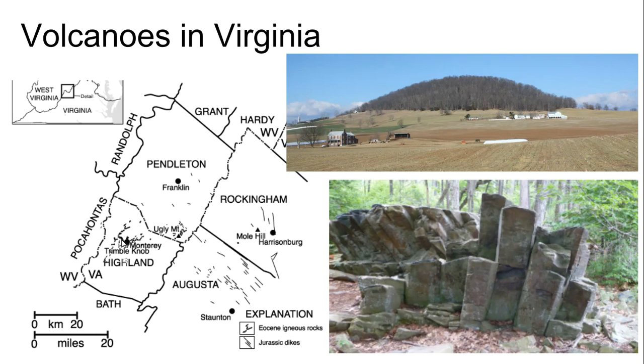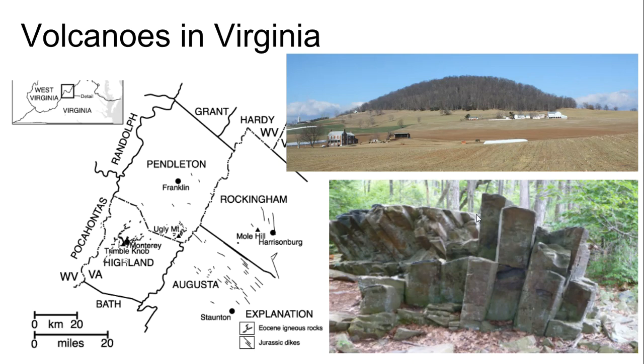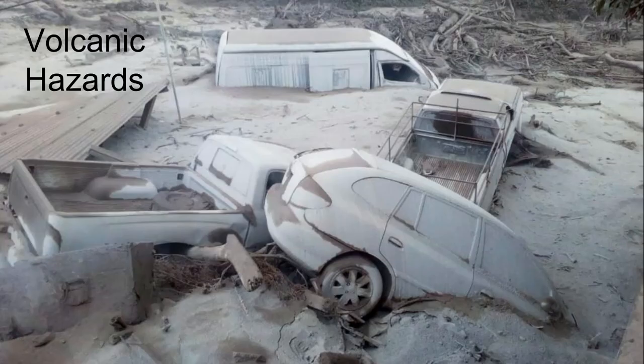There are some others, Trimble Knob and some others in Highland County, and then a few dike swarms in Franklin County and Augusta County. This is a picture of columnar basalt on the Limberlost Trail, Shenandoah National Park, and this is a picture of what Mole Hill looks like today. So you can go up there if you get the permissions you need, and collect rocks. You can see outcrops of basalt and so forth, but you have to get permission to go up there.